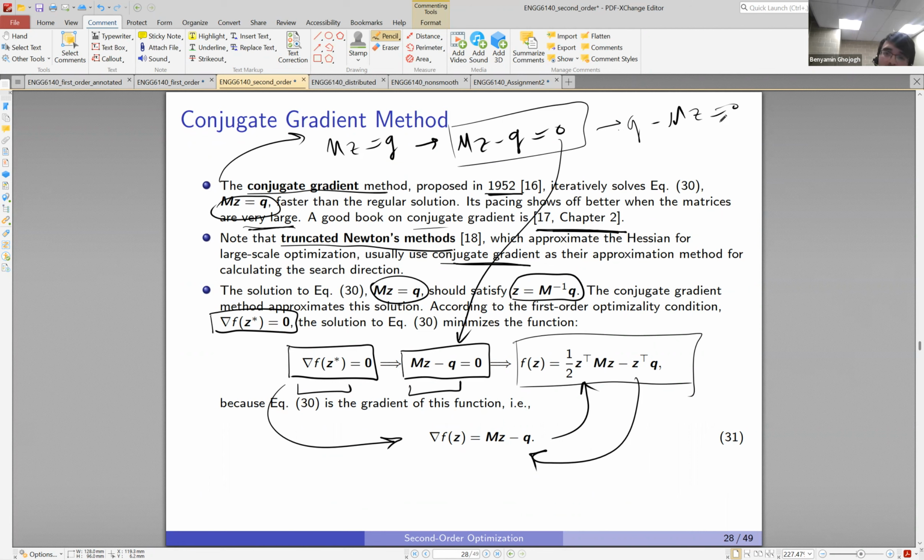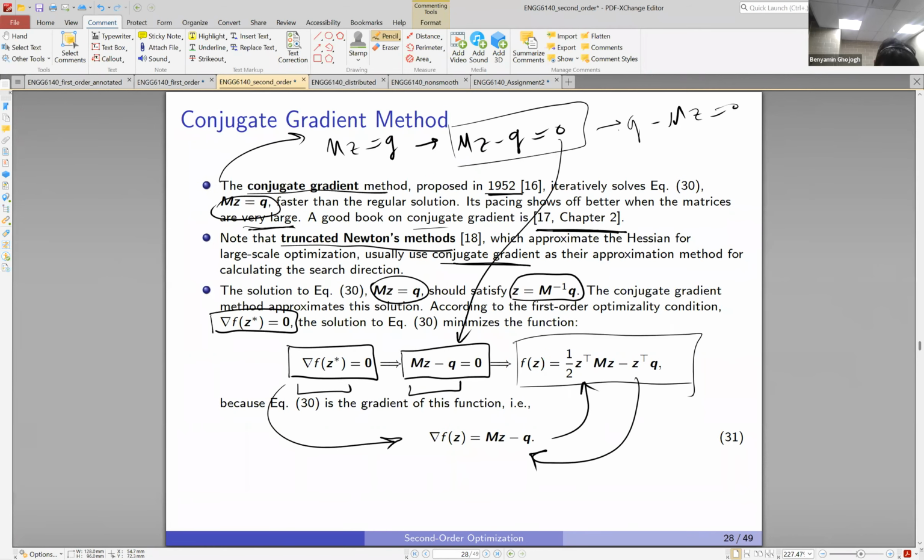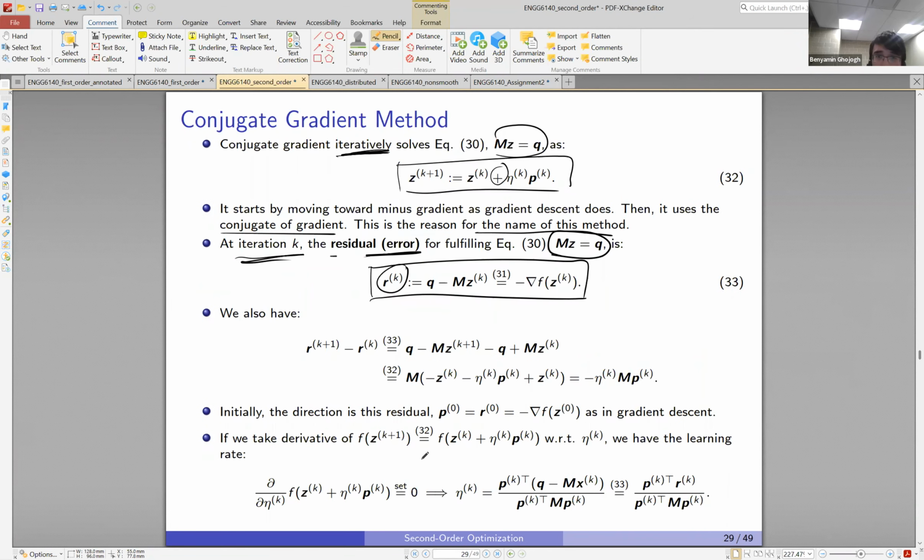it's not exactly 0, because of approximation, and also because it is an iterative algorithm. Therefore, you have some residual or error, and this residual is q minus mz. Ideally, this residual or error should be 0. And this residual, according to equation 31, is minus gradient of f of z. And now I want to find the difference of residuals between two iterations, k plus 1 and k.